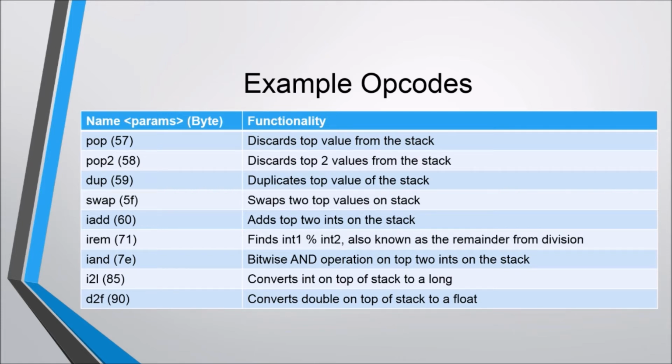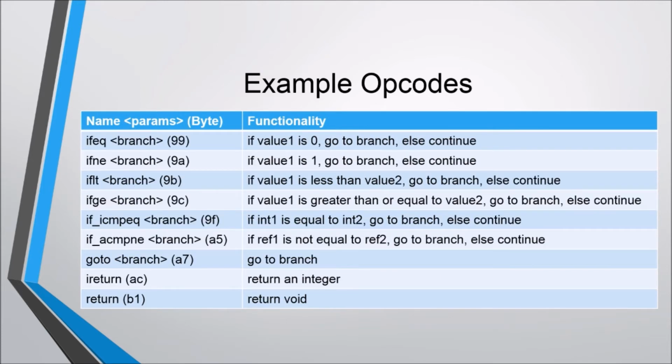And you've got iadd, irem, iand. So the first one performs an addition operation on 2 integers. The second one performs an integer modulo, or percent, operation, as you can see. And iand will perform a bitwise AND operation on the top 2 integers on the stack. And then you can also convert between different types. So I2L will convert between an integer and a long, and D2F will convert between a double and a float.